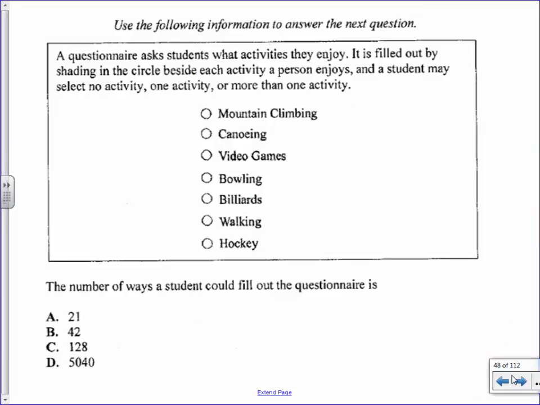Okay, why don't we try one more and then we'll take a break here. I think this is probably a good one to end on.